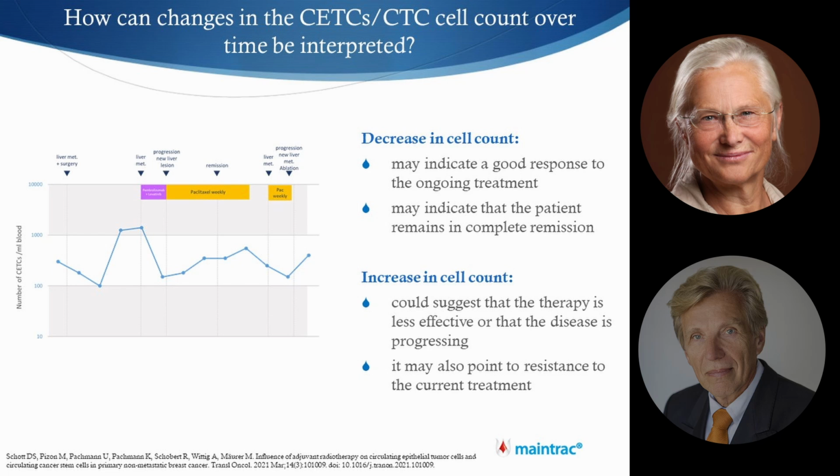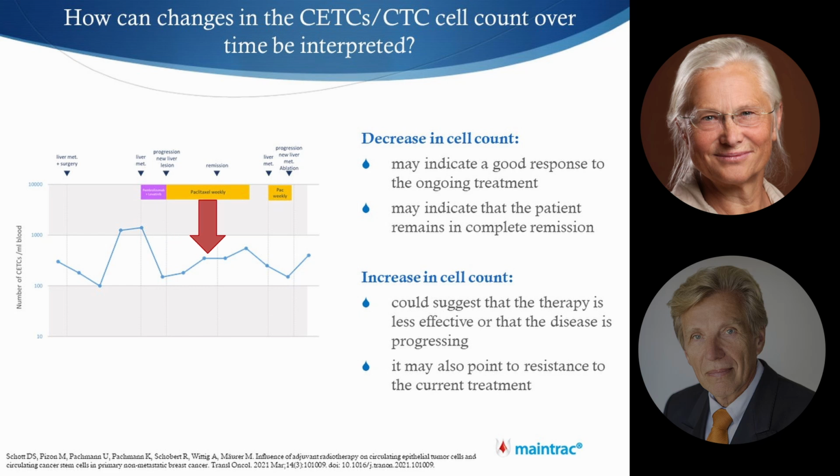How can these changes in cell numbers over time be interpreted? So if the cell numbers decrease, like in this example, the removal of the liver metastasis by surgery led to a decrease. This suggests that there is either a good response to treatment, or sometimes, if it's extended, it indicates that the patient remains in complete remission. But in this case, cell numbers increased and a new liver metastasis was detected. Subsequently, the treatment led to a decrease in cell numbers, but the liver metastasis did not shrink, because sometimes the cell numbers decrease before the metastasis shrinks.